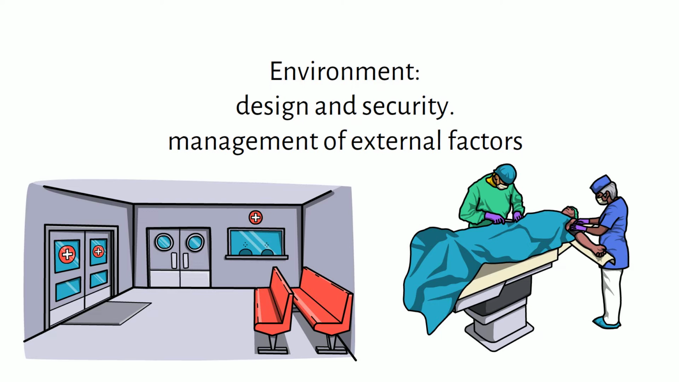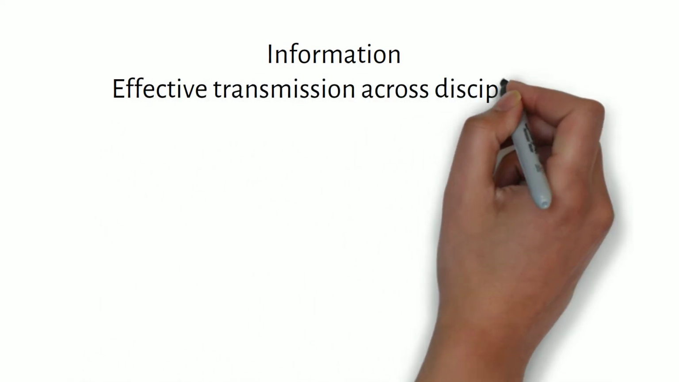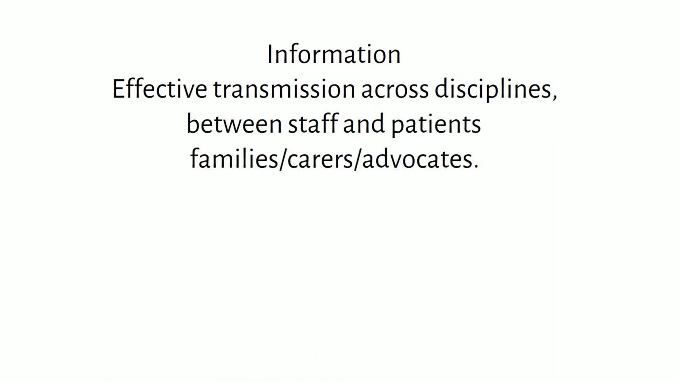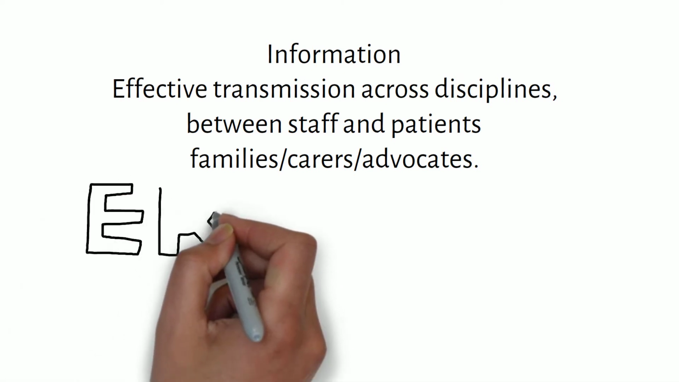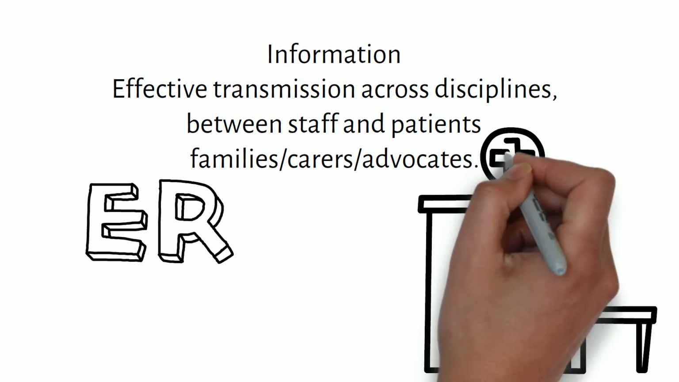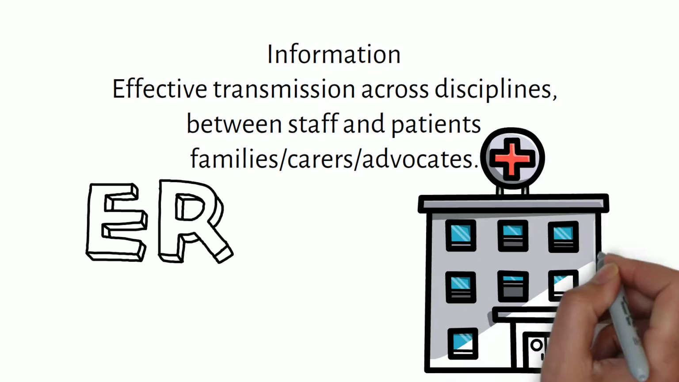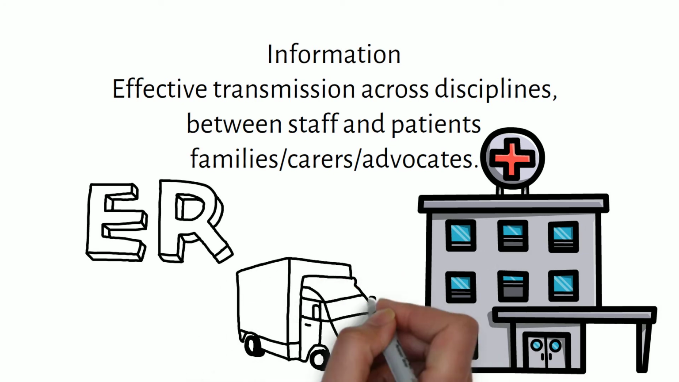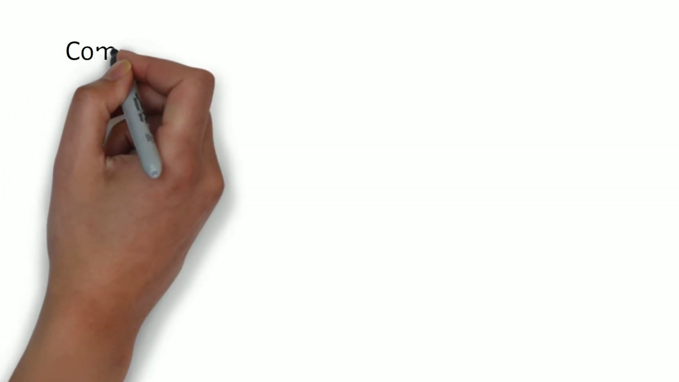The environment also involves contracted services which may be outside the hospital premises or inside the hospital premises. Information should be complete, easy to understand, available and accessible. This is an important factor which can contribute to failure of patient care. This category includes issues arising from ineffective transmission of information to staff across disciplines, departments, units, hospitals, and between staff and patient or their families, caregivers, or advocates.